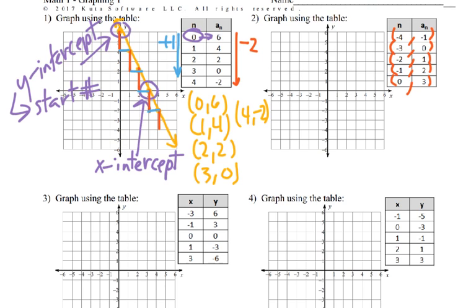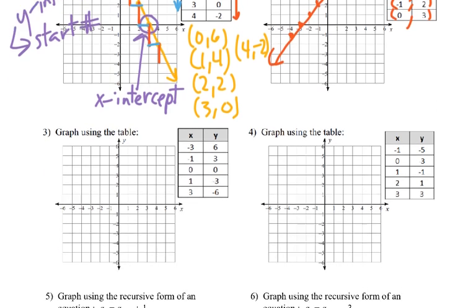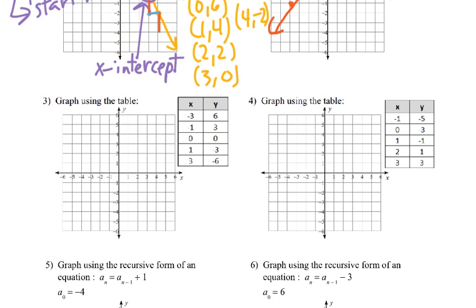So negative 4, negative 1 would be right here. Negative 3, 0 would be our x-intercept right there. Negative 2, 1. Negative 1, 2. And 0, 3 would be our y-intercept. And we've got that line right there. And that's all there is to it when we're graphing with a table.